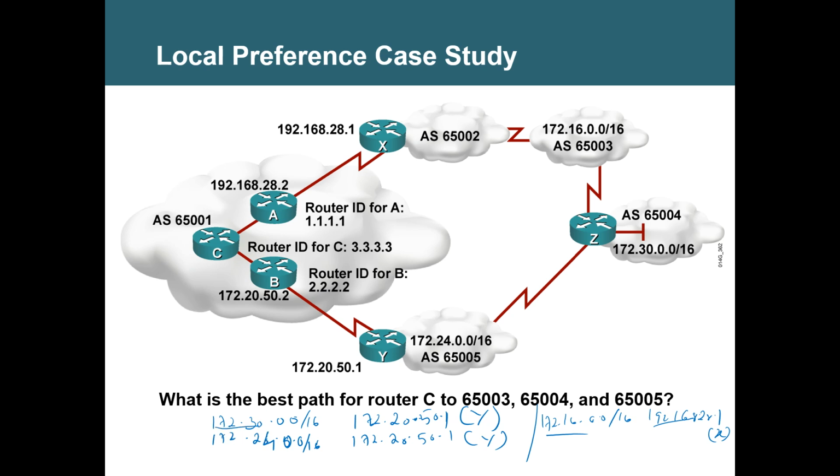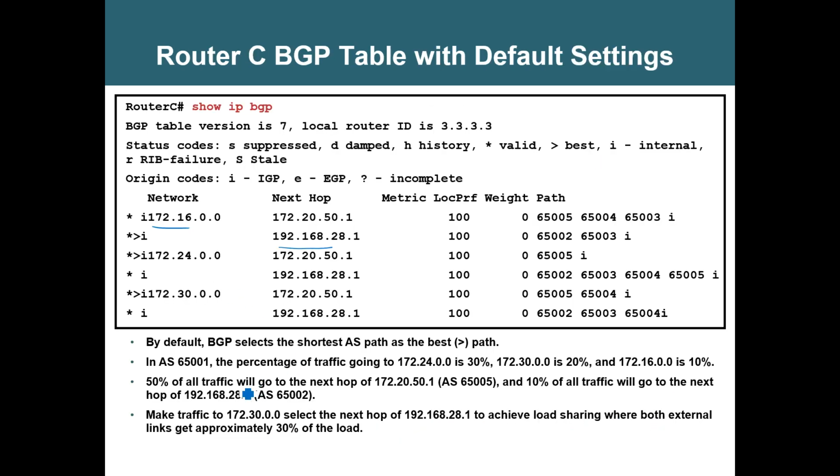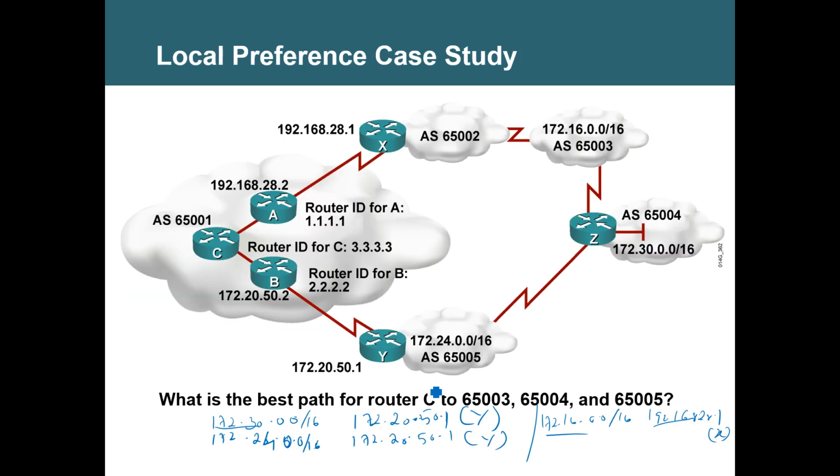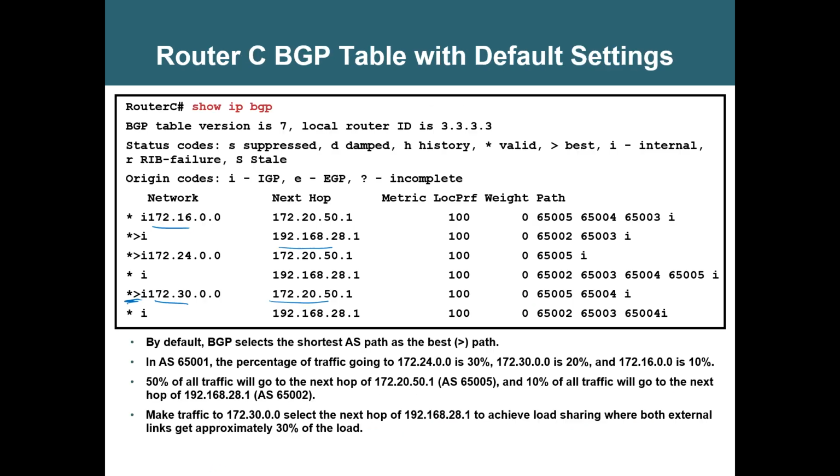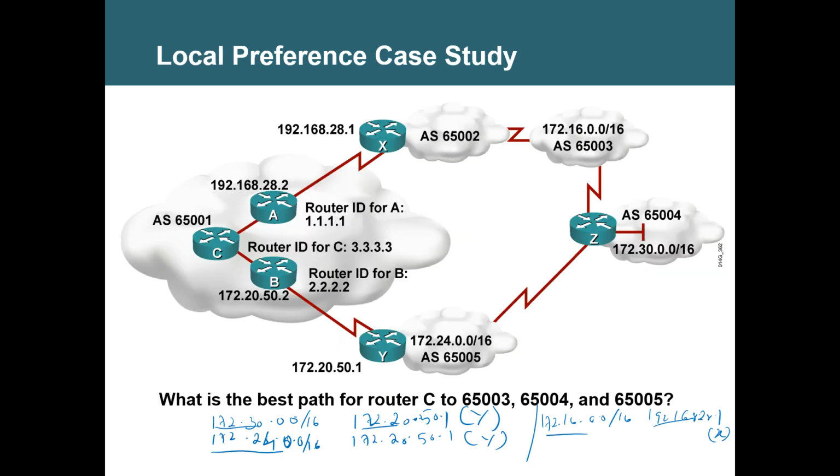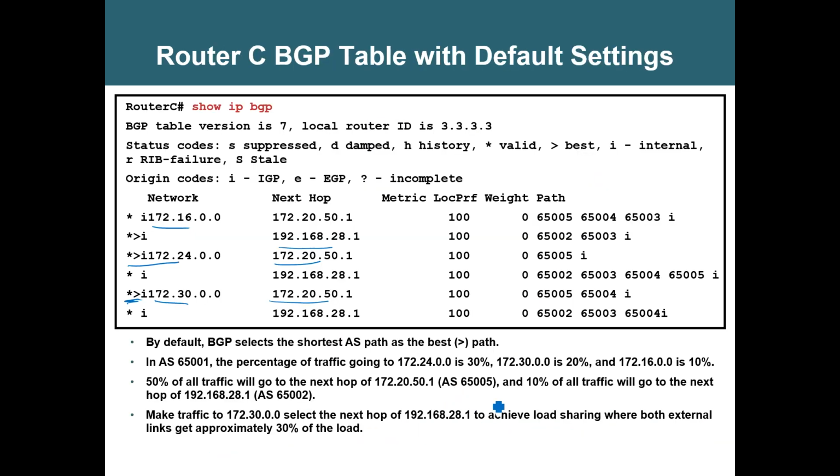And then 170 to 30, you said it will go via 170 to 20. That is right. And then 170 to 24, you also said it will go via 170 to 20. That is also right. Now the assumption is this.